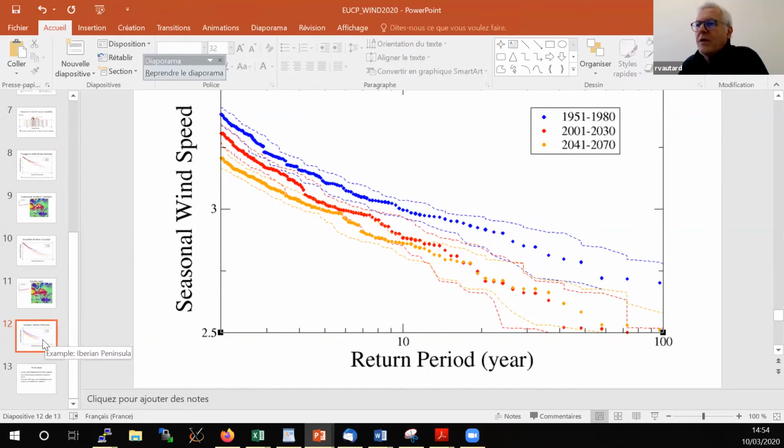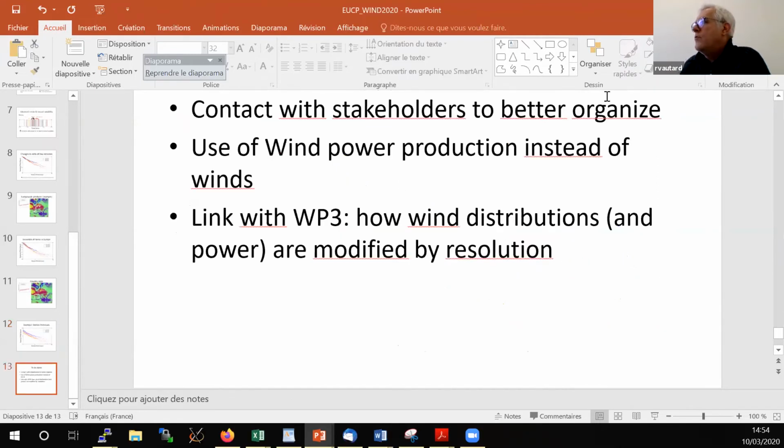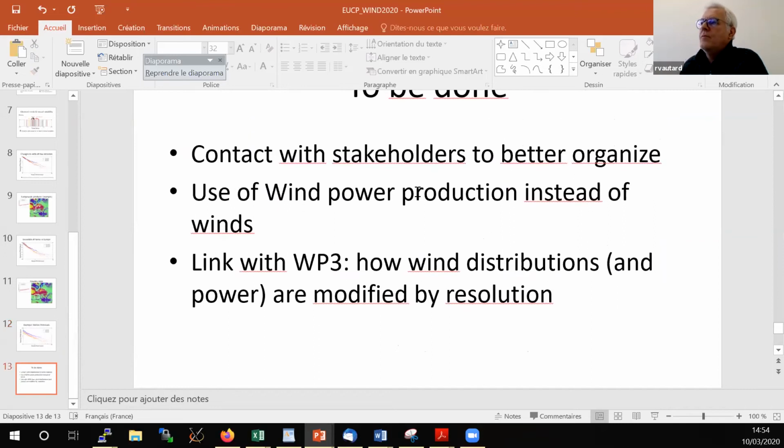So this is where we are at the moment. What we want to do is to have a better organized contact with stakeholders again. This is not done yet due to difficulties in hiring. However, we also want to use wind power production instead of winds, and link with work package 3 and 2 on how wind distributions are modified by resolution. Thank you.